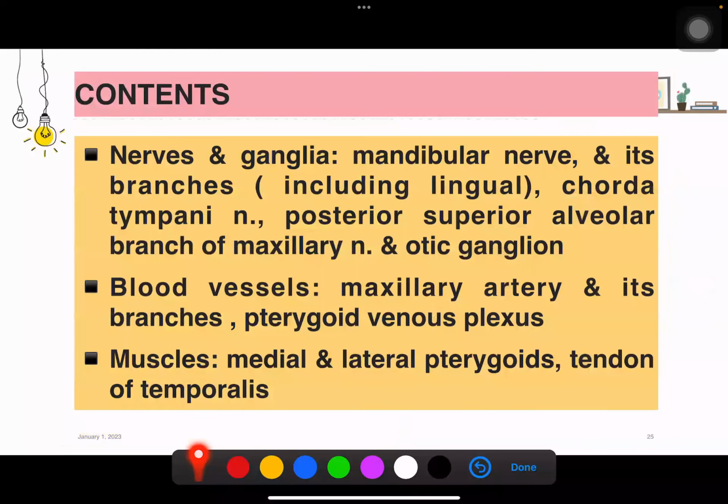So it will contain the mandibular nerve and its branches, including the lingual nerve, the chorda tympani, which is a branch of the facial nerve and will carry sensations from the anterior two-thirds of the tongue, the superior alveolar branch of the maxillary nerve, and the otic ganglion, which is another parasympathetic ganglion related to the glossopharyngeal nerve and will supply the parotid gland. Blood vessels include the maxillary artery and its branches and the pterygoid venous plexus. Muscles include the medial and lateral pterygoid and the tendon of temporalis.